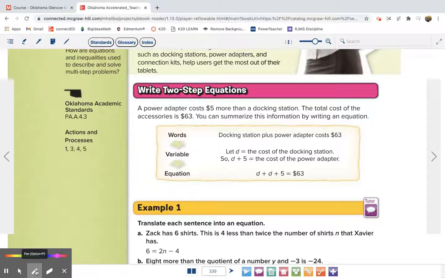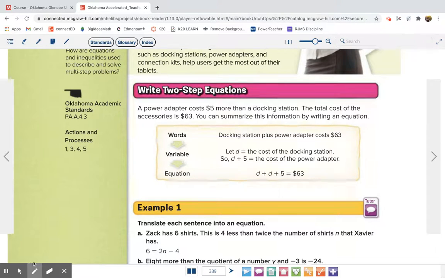Okay, this is lesson 8-3, writing equations. So put that at the top of your notes. What we're going to be doing is we're going to be given sentences now, and we have to set up the equation from that sentence. We're not solving anything for the most part. We're just trying to set up the equation that represents that sentence.